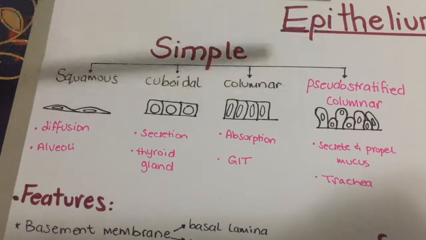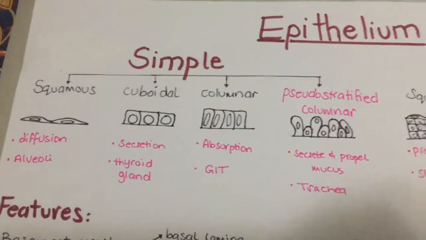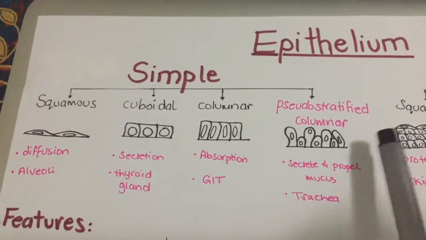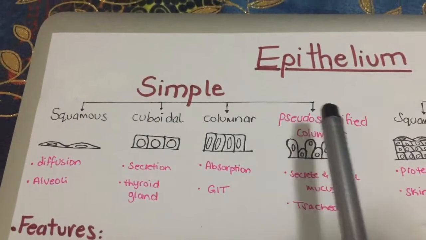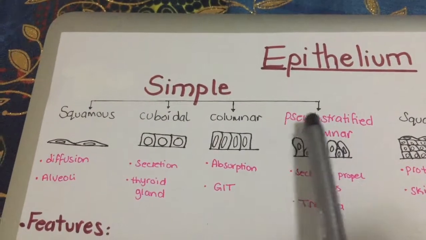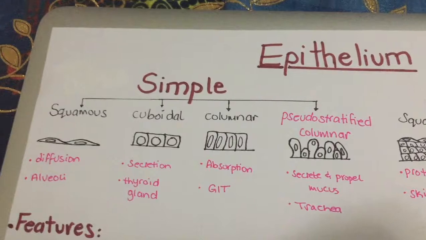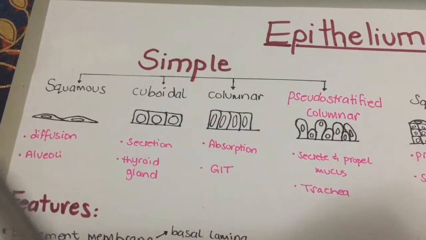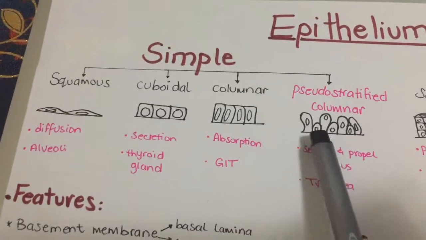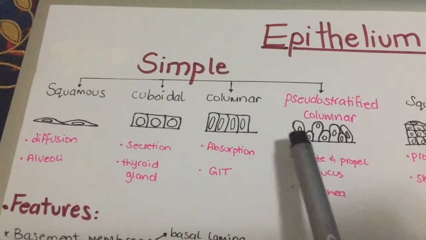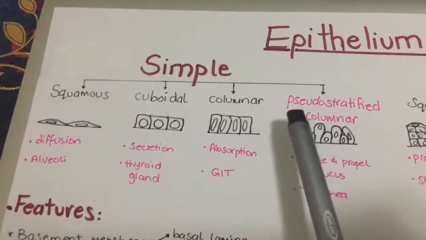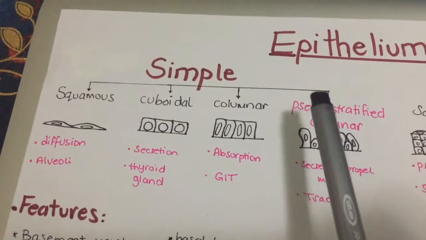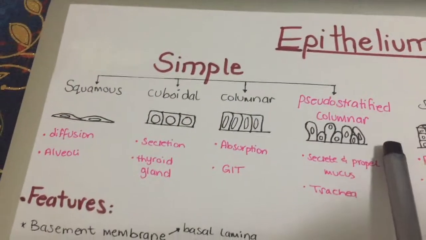Then we've got a special type of cell, which is called pseudostratified columnar. Just a quick note that the word pseudo means false. So if it's pseudo, it means it looks like something, but it's not. The pseudostratified columnar looks like it's more than one layer. It looks stratified, but it's not.